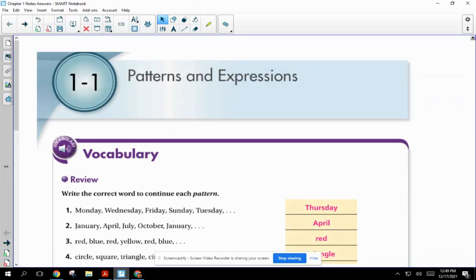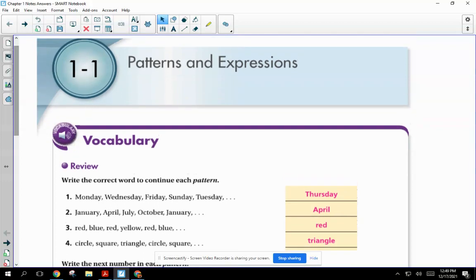Weckesser. I'm going to teach you Chapter 1 today. This is called Patterns and Expressions. And we're learning the basics of algebra today. This is an Algebra 2 class, but the first couple chapters are reviewing algebra. So, patterns, you're going to see shapes today, and you're going to see number patterns.